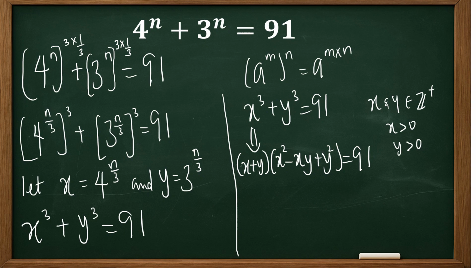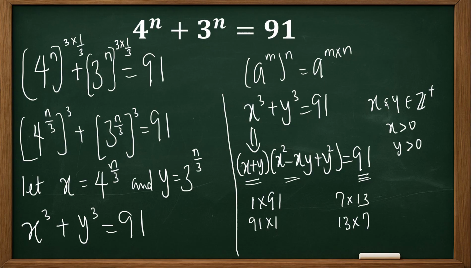Now we have this condition. Here we are having 91. So the factors of 91, possibly we can have 1 times 91, 91 times 1, also 7 times 13, and here we have 13 times 7. These are the possible factor pairs of 91. Now let's consider this case. Here we have x plus y, and here we have x squared minus xy plus y squared.